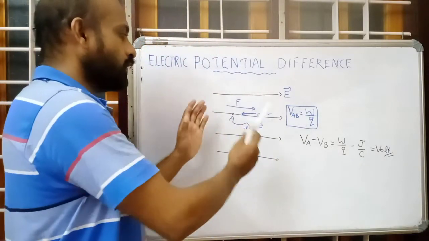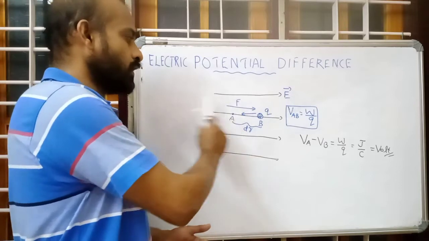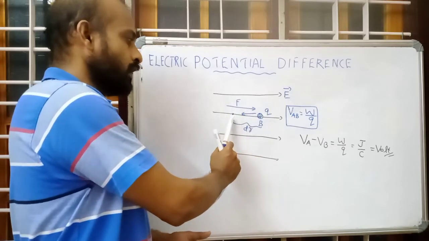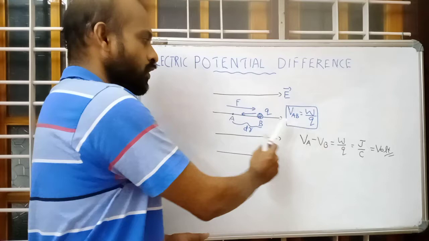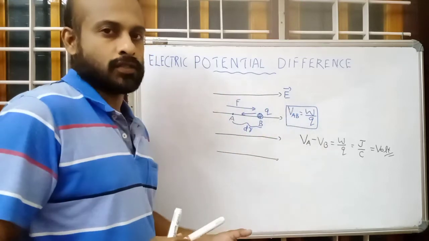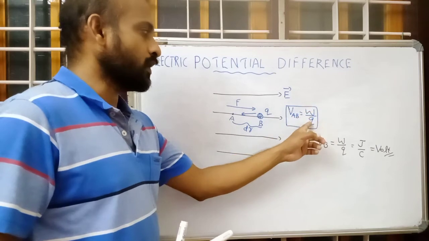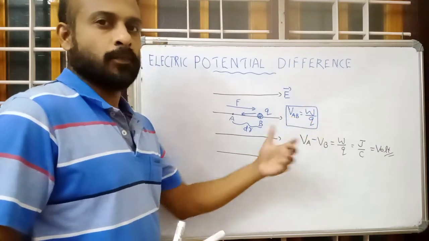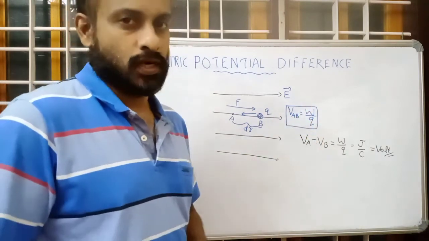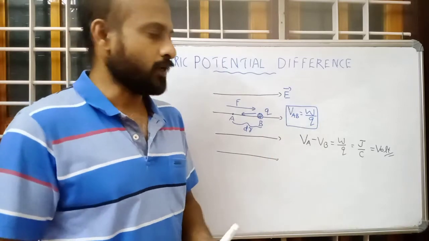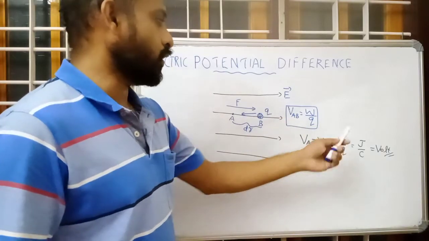So in an electric field there is a potential difference between 2 points. The potential difference between A and B, VA minus VB, is equal to the work done divided by the charge. If W is the work done to move a charge Q, work divided by charge will give the potential difference. It is the work done to move a unit charge. So you have got a basic definition and equation.